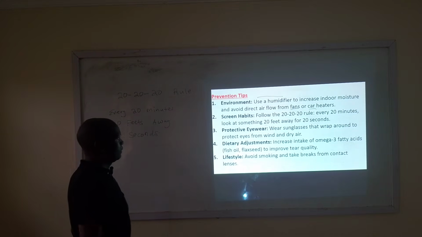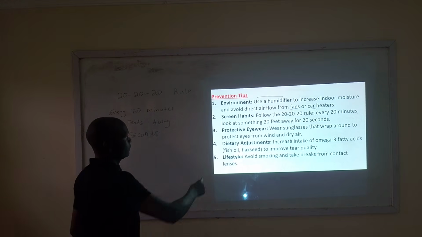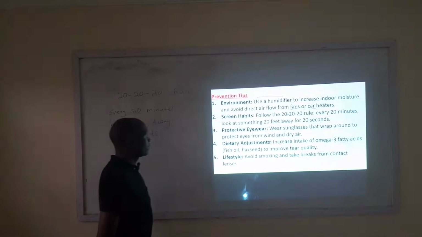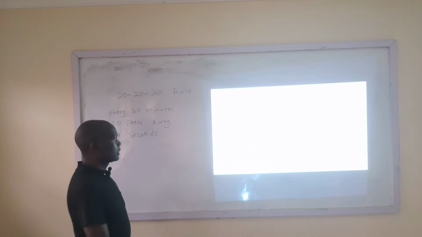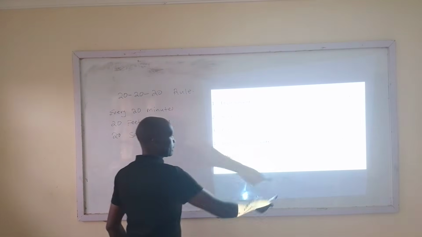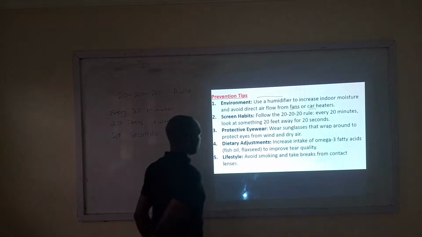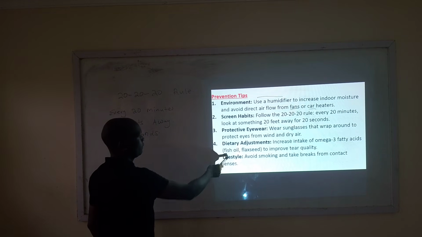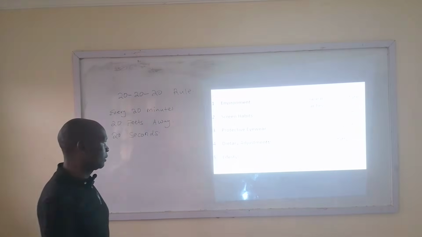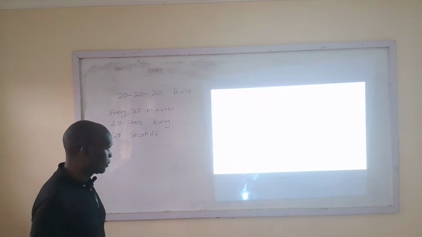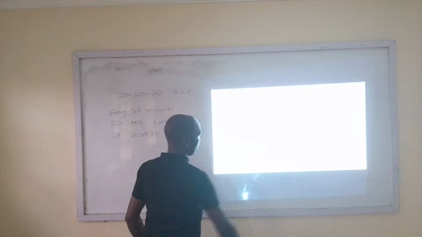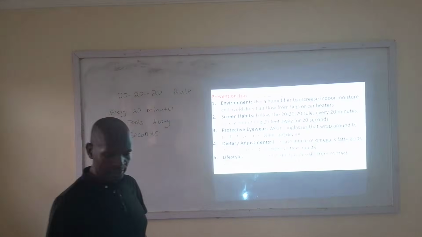Other protective measures include protective eyewear. You can use sunglasses or even goggles. Sometimes you can make dietary adjustments, whereby you increase intake of omega-3 fatty acids, which are found in fish oil or flax seeds. These improve the quality of tears. Also, for lifestyle, avoid smoking and take breaks from contact lenses.